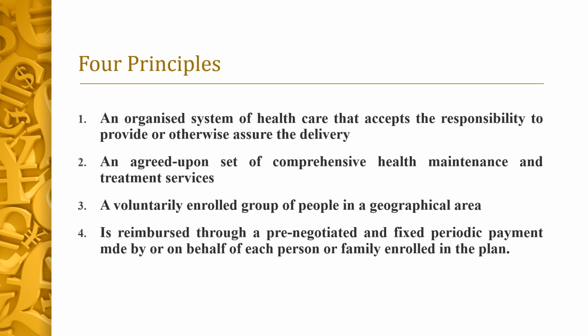What are the 4 principles? First, an organized system of healthcare that accepts the responsibility to provide or otherwise assure the delivery of an agreed upon set of comprehensive health maintenance and treatment services. Then, a voluntarily enrolled group of people in a geographical area is reimbursed through a pre-negotiated and fixed periodic payment made by or on behalf of each person or family enrolled in the plan. These 4 principles should be followed by each and every health maintenance organization.